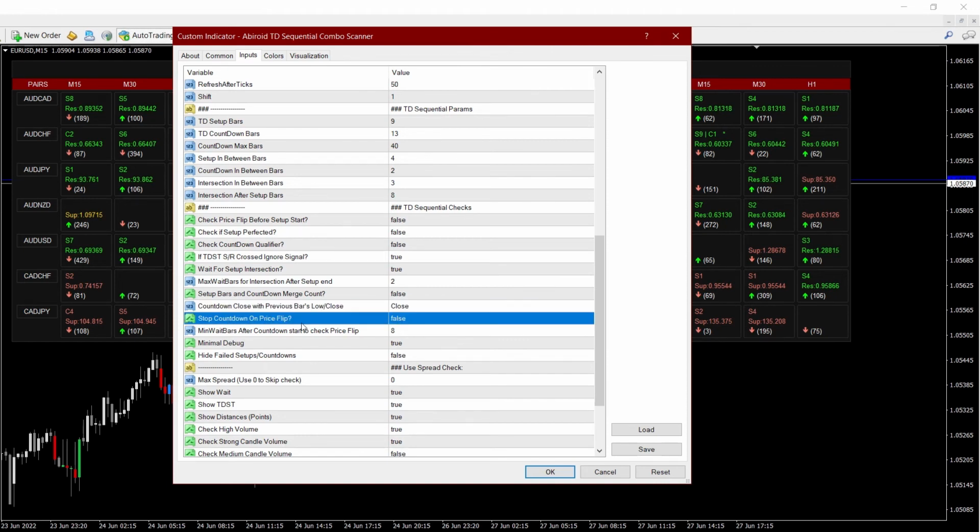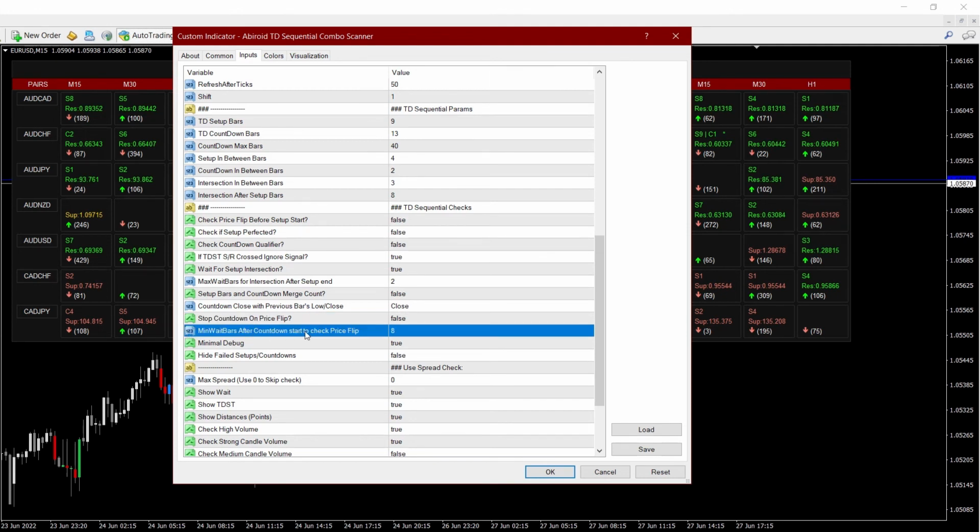And next we have stop countdown on price flip. If this is set to true, then if during the countdown a price flip happens, it will ignore that signal. So once again, this is very useful if you are trading on higher time frames, but if you are scalping on M5, M15, then you can keep this to false. Minimum number of bars it will wait after the countdown starts before checking for price flip, because at the very beginning it won't check for price flip. It will wait for at least 8 countdown bars.